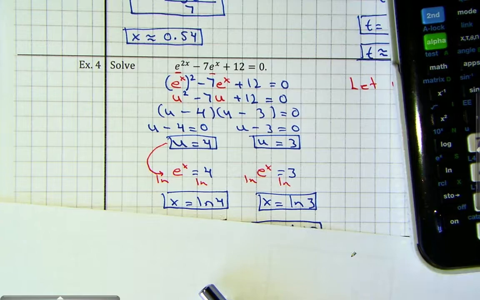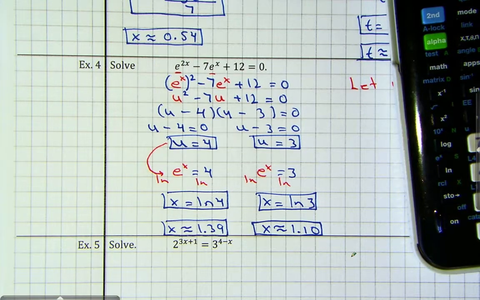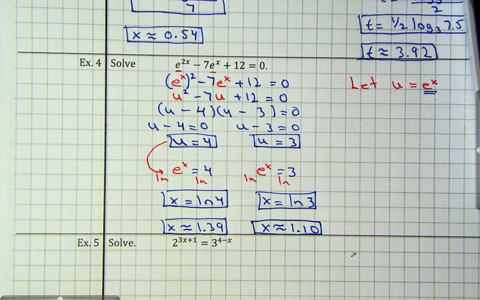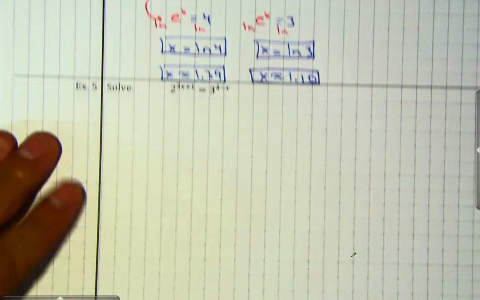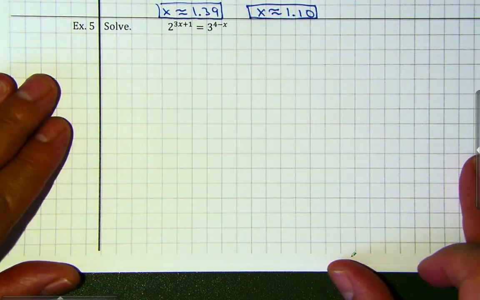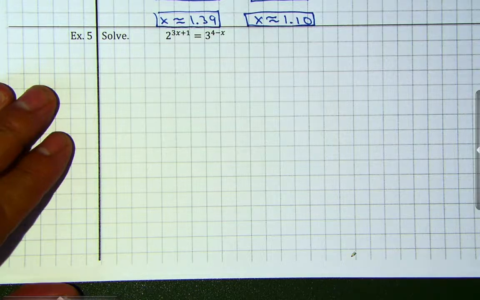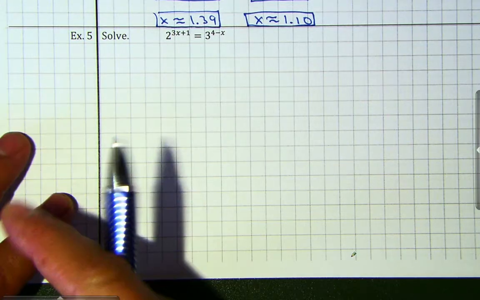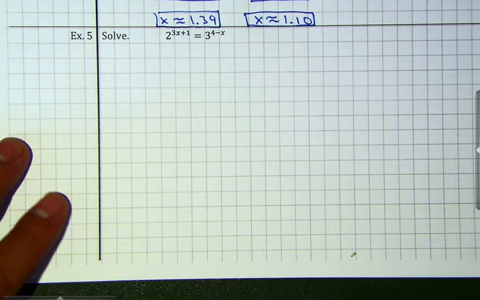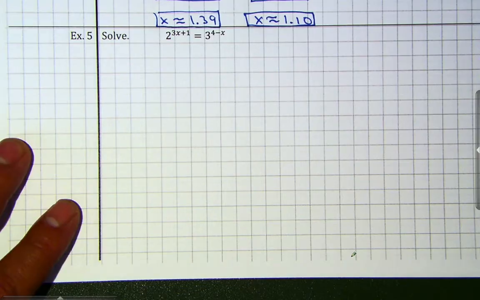Example number 5. So now let's go into a little more challenging problems, because the others were easy, right? They're just that. If it's dividing, you multiply. If it's multiplying, you divide. If it's adding, you subtract. If there's a log, you take the base. If there's a base, you take the log.